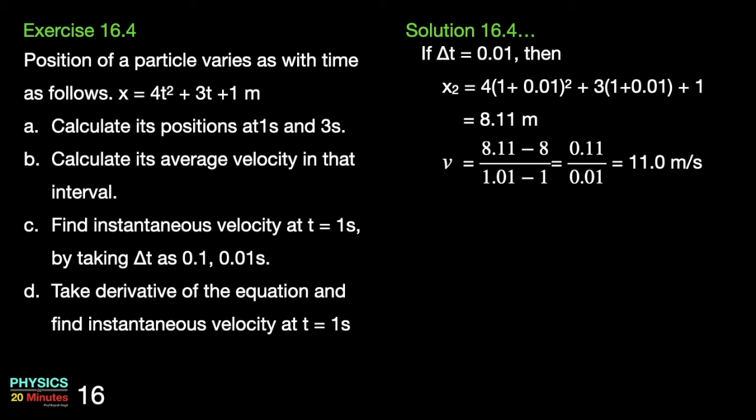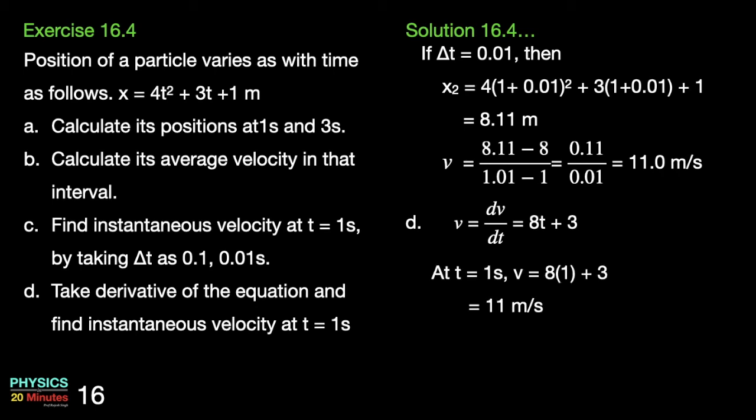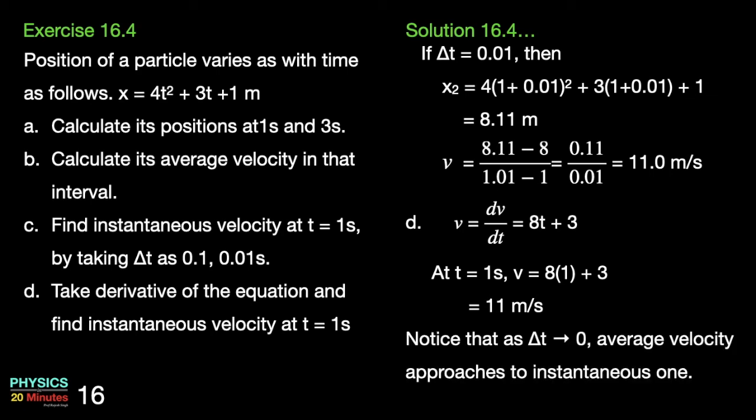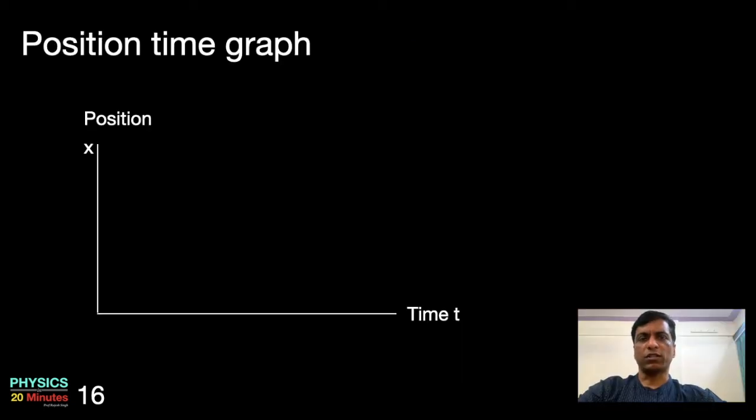For D part, you have to take the derivative of the equation and find the velocity at t equal to 1 second. Derivative will be 8t plus 3. If you substitute 1 in place of t, then your answer will be 11 meter per second. So you can see that as the time interval delta t shrinks further and further to 0, your average velocity approaches the instantaneous velocity. Let's have a closer look at the position time graph.